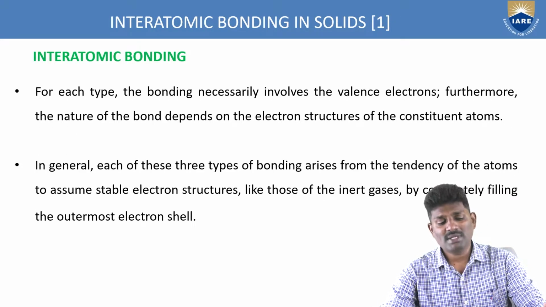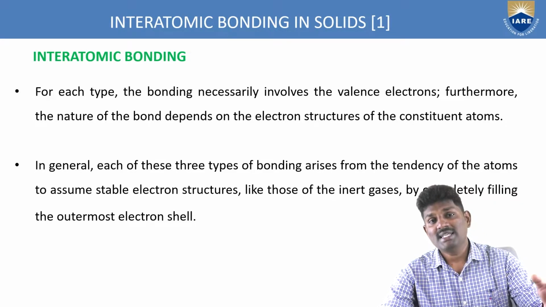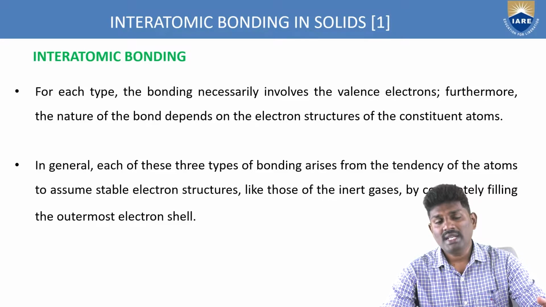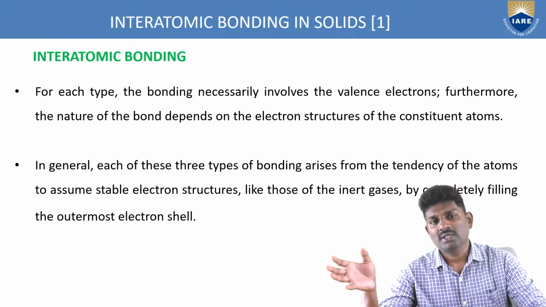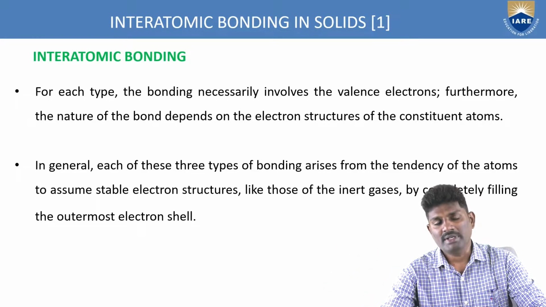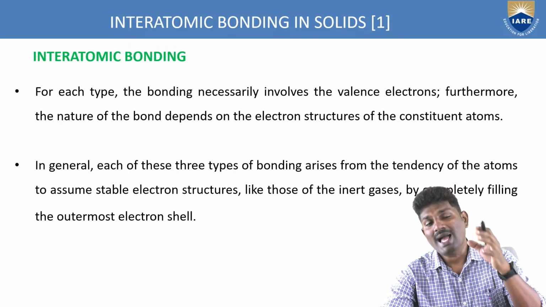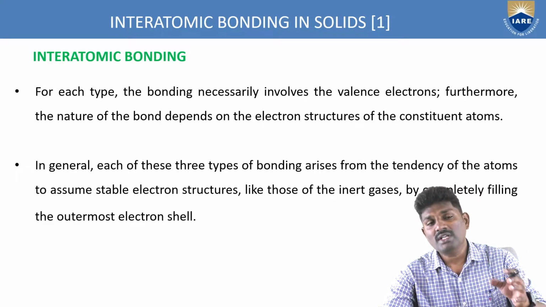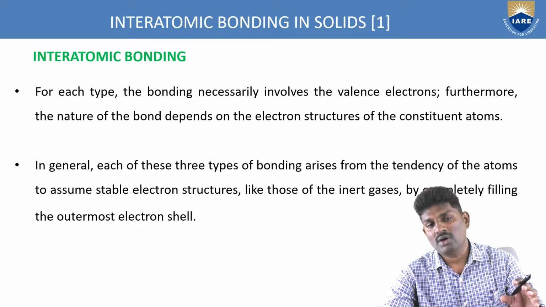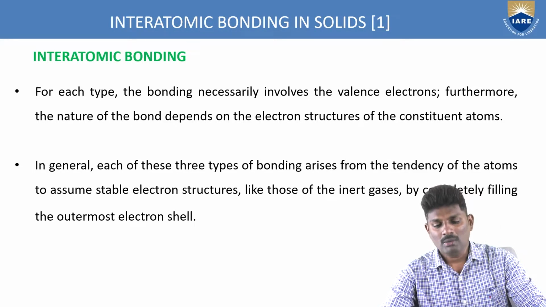For each of these three types of bonding, it necessarily involves the valence electron. So any of these three should have a valence electron. What does a valence electron mean? It is the electron on the outermost shell of the element, and this will transfer to another atom, another element, so that you can have a bonding between these two. That's why the necessary thing is that there should be a valence electron in any of the three types of bonding.